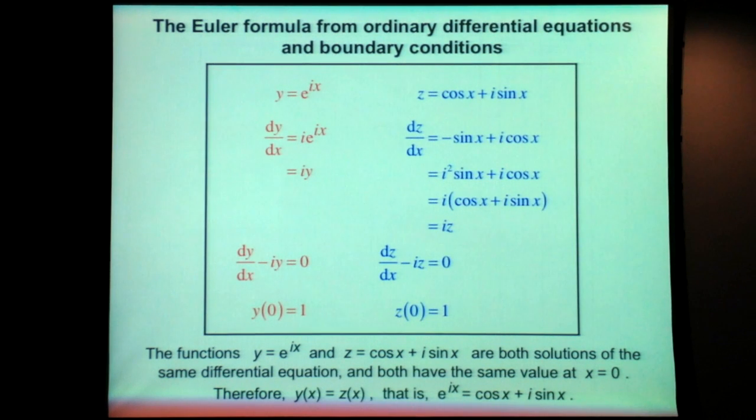I don't know if this is what Euler himself was thinking about. I don't know the history of mathematics that well. But one way to think about getting at the Euler formula is to consider differential equations and a given set of boundary conditions. Well, we know that if the function is e to the ix, then its derivative with respect to x is i e to the ix, which is equal to i times y. So this gives us the expression dy/dx minus iy is equal to 0, with y of 0 equal to 1.